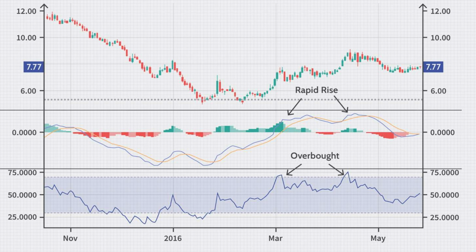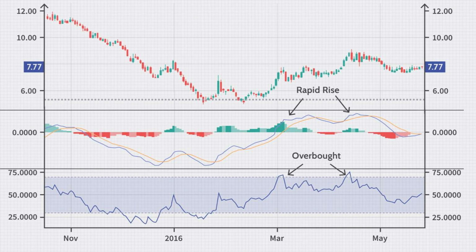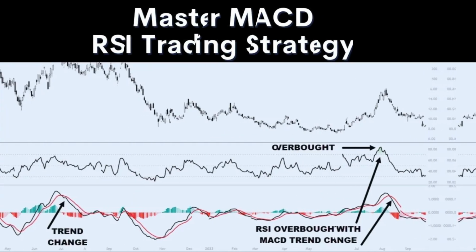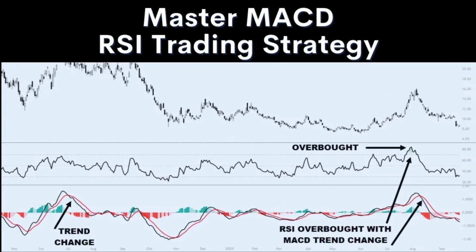Pairing the MACD with the Relative Strength Index, RSI, helps you filter out bad signals. Here's how to combine them. If the MACD gives a bullish crossover and the RSI is below 30, oversold, that's a stronger buy signal. If MACD gives a bearish crossover and RSI is above 70, overbought, it reinforces the sell setup. This combination helps reduce false positives, especially in ranging markets.